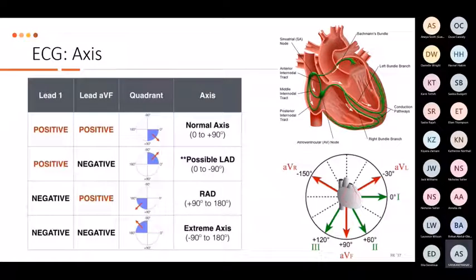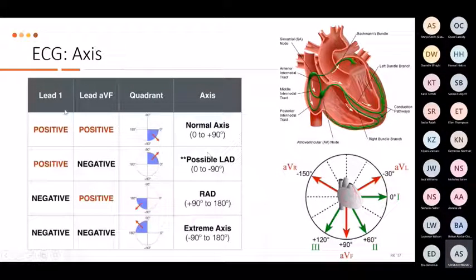The next thing that you normally look at is your axis. So this table is just an easy way to remember it. The two leads I normally look at would be lead 1 and lead aVF. I think some people also look at lead 1 and 2 or lead 1 and 3, but this is what I found best works for me. So I'll go through the anatomy a little bit whilst I'm going through the table as well.